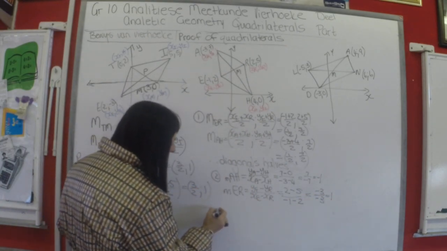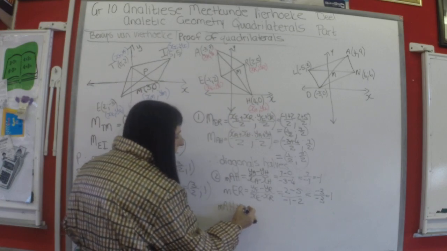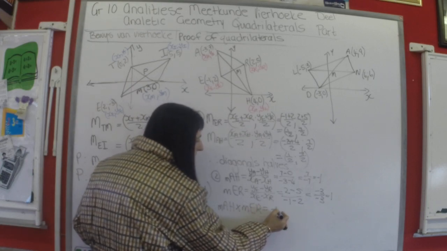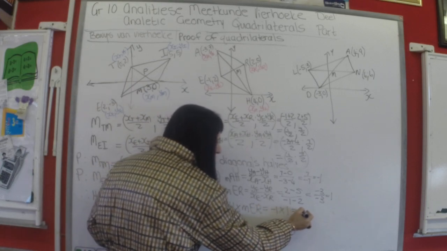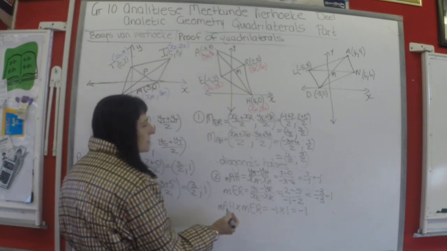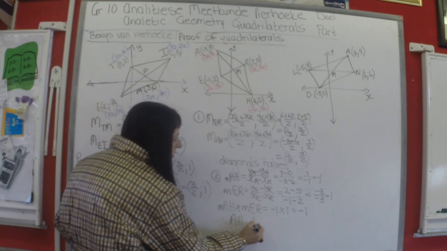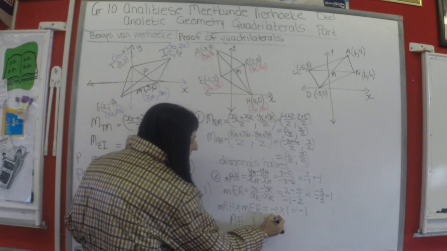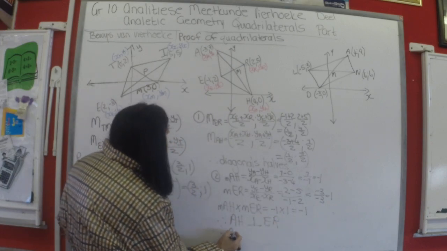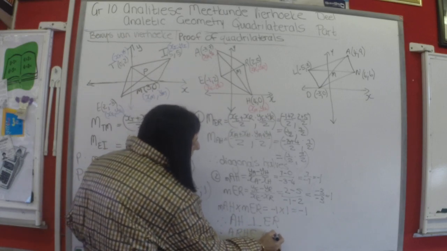So, if you take the gradient of AH, en jy vermenigvuldig dit met die gradiënt van ER, dan is dit gelyk aan minus 1 maal 1, en dis gelyk aan minus 1. En daarom, we know, if the gradients' product equals minus 1, dan weet ons dat AH loodreg is op ER. En therefore, hierdie ARHE is 'n ruit.